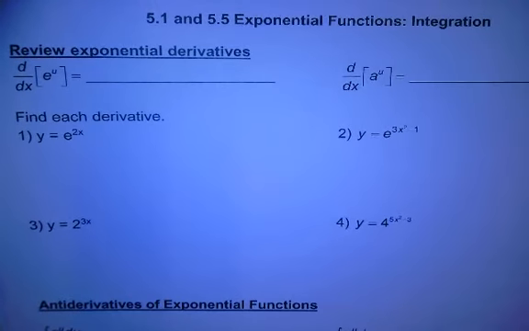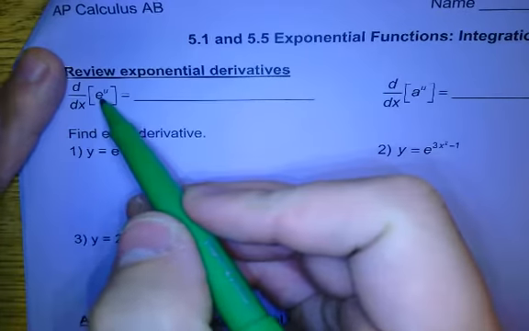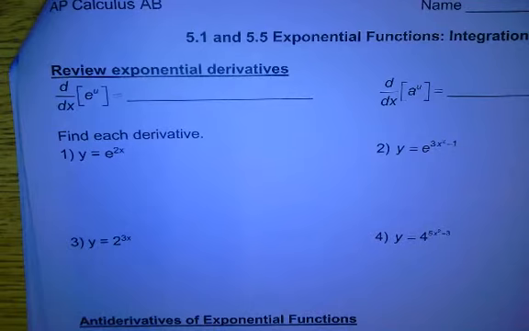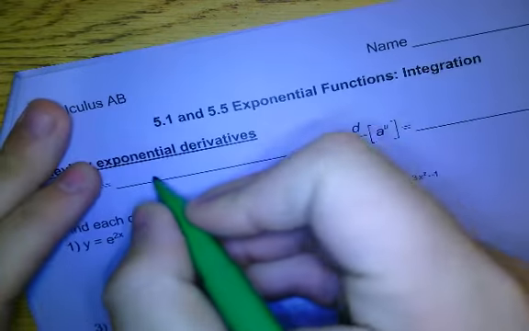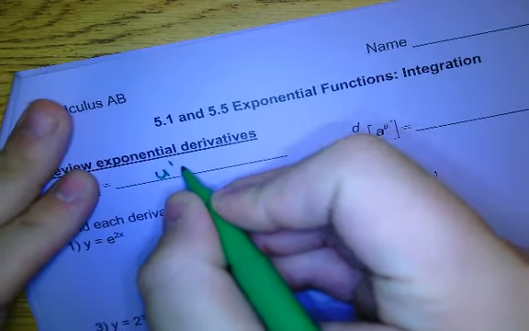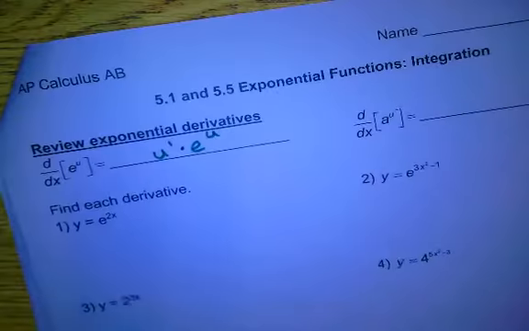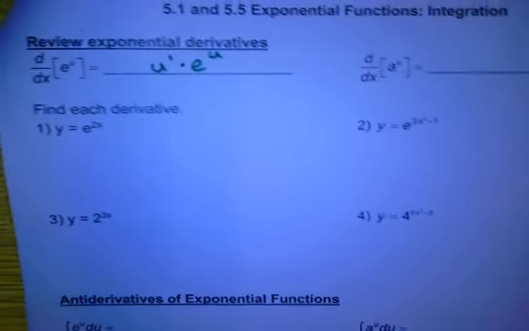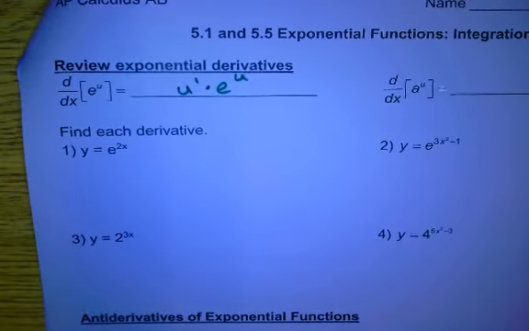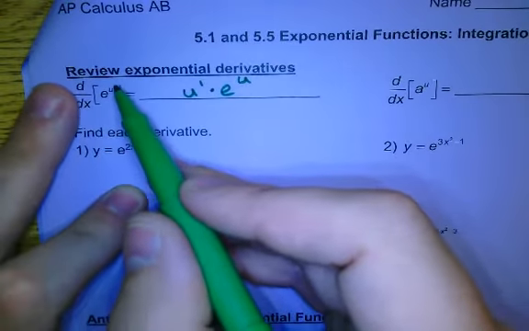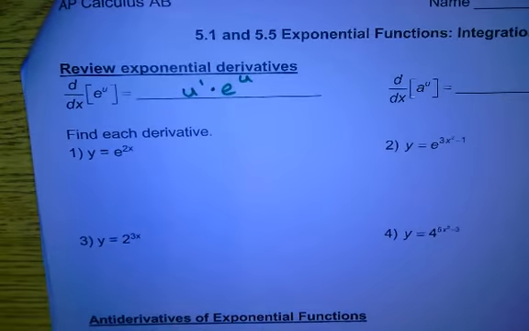So first, let's review exponentials. What is the derivative of e to the u? It's e to the u. Actually, it's e to the u times u prime. Put u prime first. Because you've got to apply the chain rule. You've got to take the derivative of the inside times e to the u.